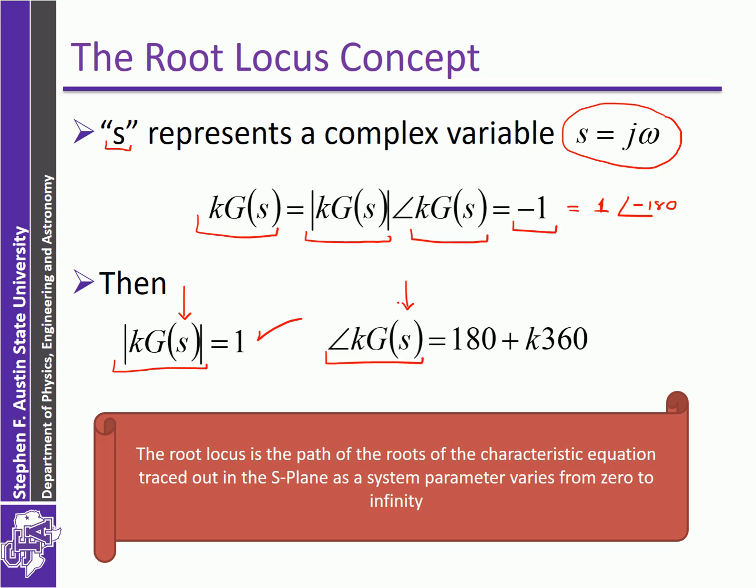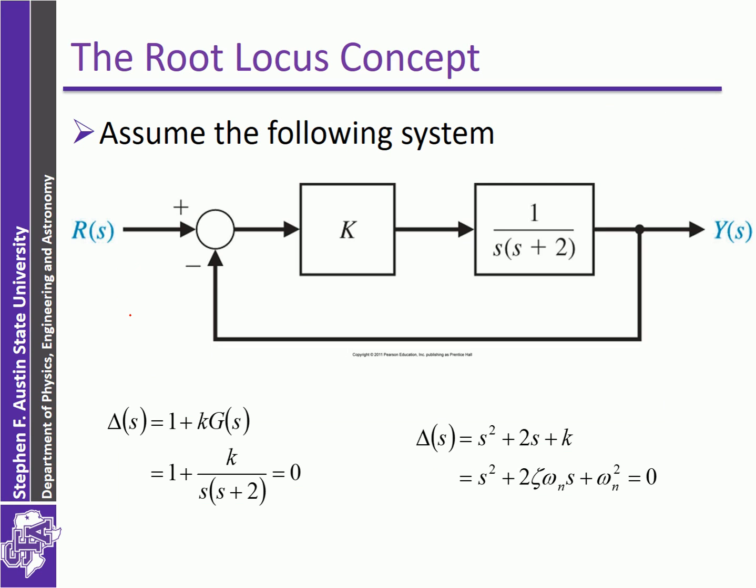Okay, so basically from here we get the concept of root locus. The root locus is the path of the roots of the characteristic equation traced out in the s-plane as a system parameter varies from 0 to infinity. So on the root locus, we're going to see all the values of s that satisfy this condition as we change the constant or system parameter k. Okay, so let's move forward and keep looking at this.